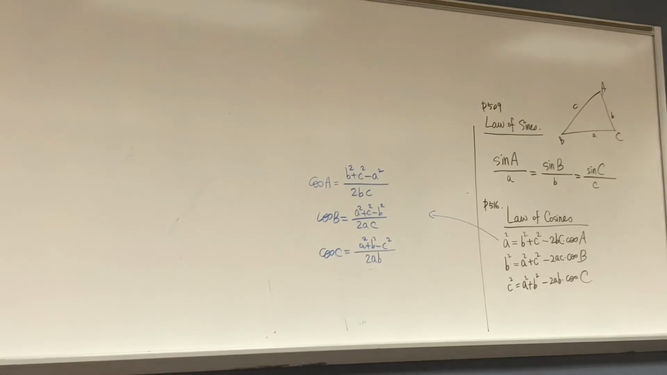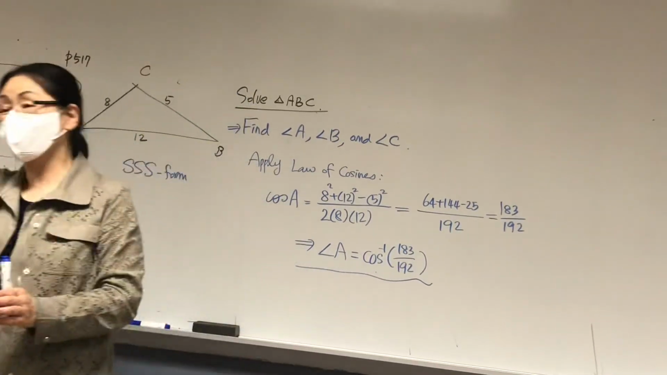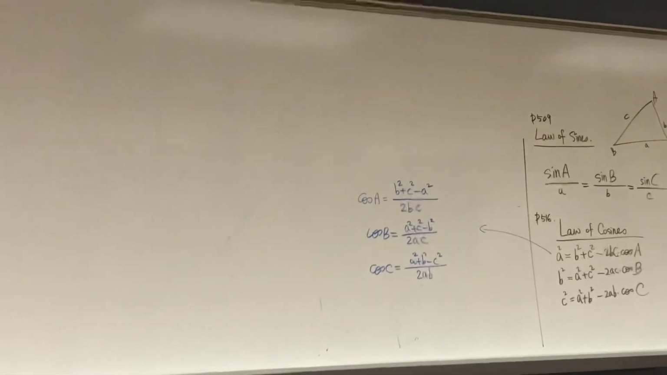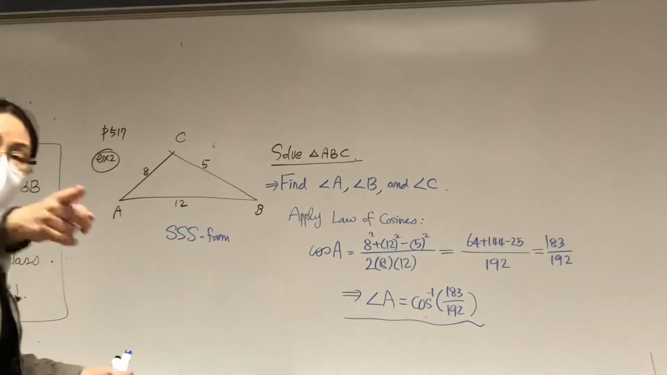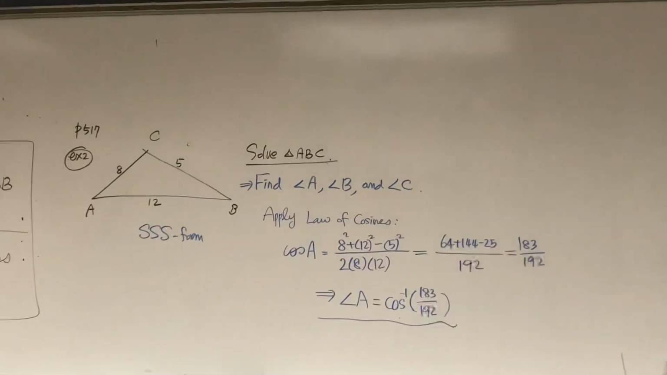And then what is angle A? Solve for A. Apply what? Inverse, right? Cosine inverse of 183 over 192. That's your angle A. Of course, this answer will be in radians or degrees, up to your calculator, depending on whether you set it to radian or degree. Maybe you can test it right now. If you have a calculator, do this: cosine inverse of 183 over 192. What is it?